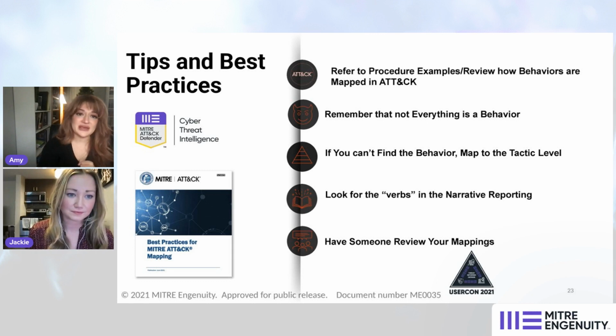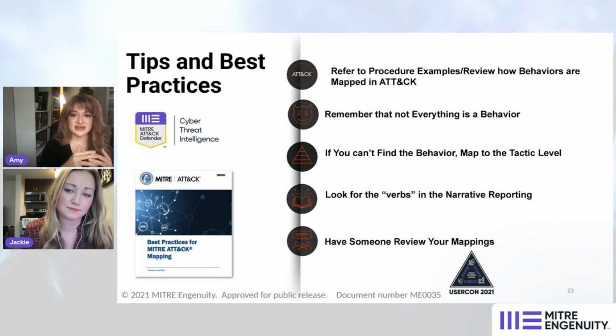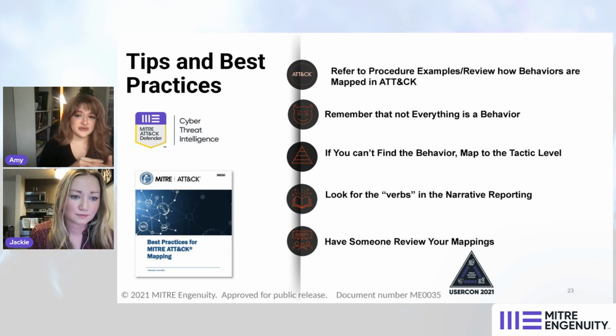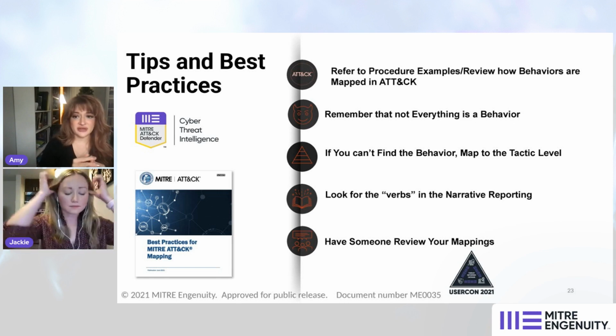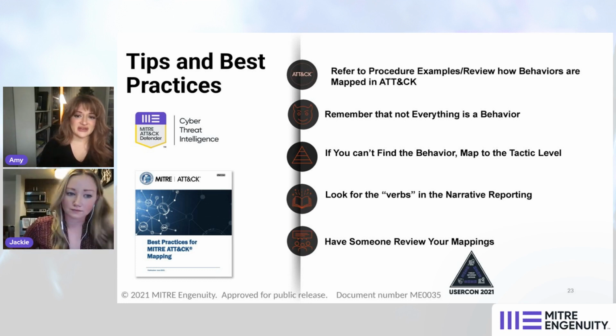If you can't find the behavior, map to the tactic level. If you aren't able to map to the technique level, maybe because there aren't enough details or the behavior isn't in ATT&CK, you can still map to the tactic level. This is a key part of understanding that adversary profile. Even without those more technical implementations or specific procedural details, mapping at the tactic level enables you to gain an understanding of what those adversary goals are, and that can inform the rest of your analysis.